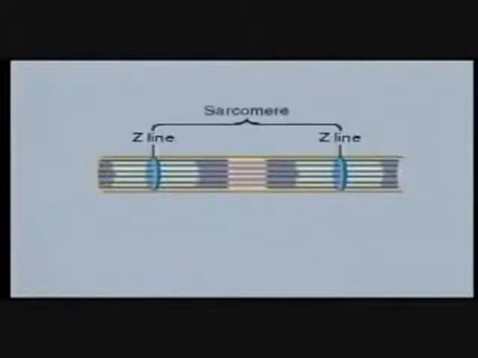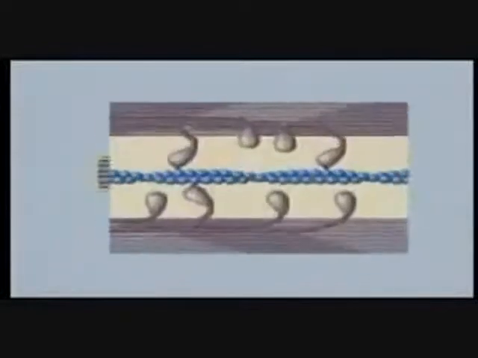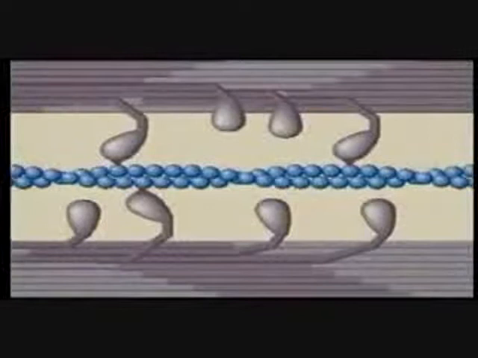There are two types of filaments within a myofibril, thick filaments and thin filaments. The Z-lines are actually disc-like sheets of protein to which the thin filaments are attached. The segment of the myofibril between two Z-lines is called a sarcomere. The thin filaments are constructed of a protein called actin. The thick filaments are bundles of protein molecules called myosin.